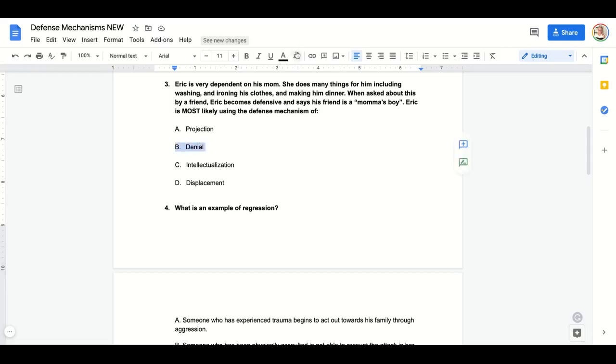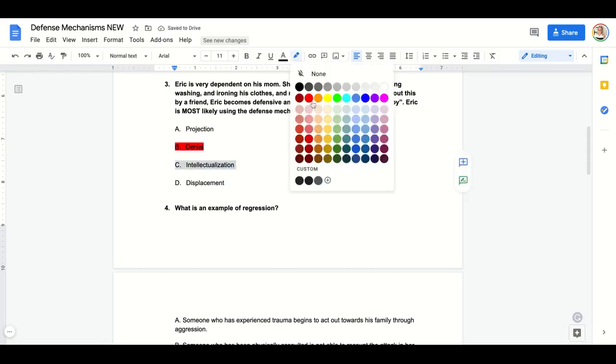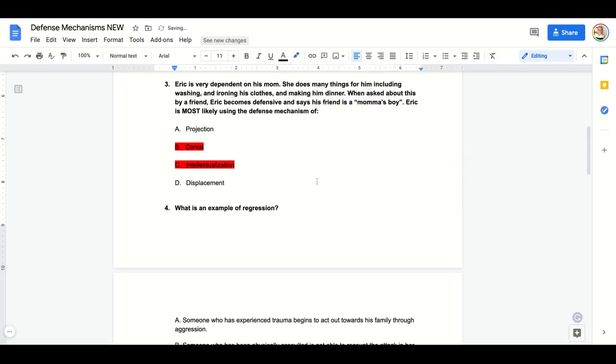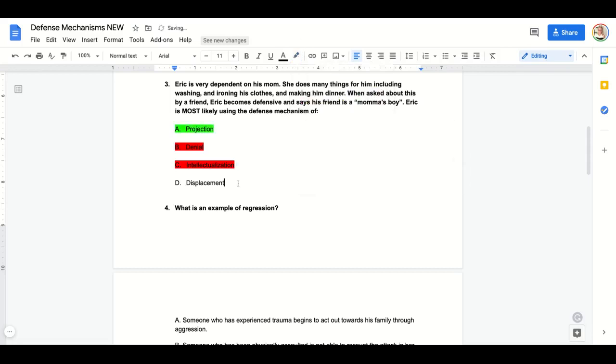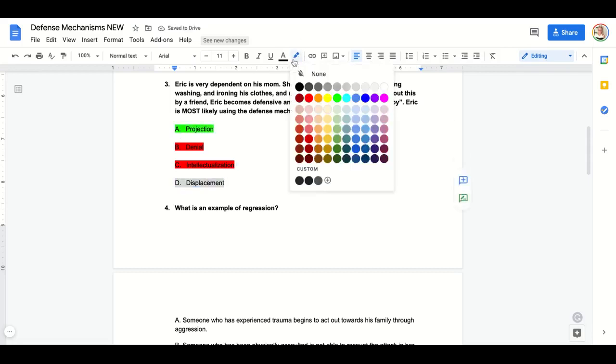He's not outwardly denying as if this does not happen. It's not denial. Not intellectualizing, not finding out more information about something. We're once again left with projection or displacement. His mom's doing a lot of things for him, ironing clothes, making him dinner. And then instead, he's asked about it by his friend and he says, "You're a mama's boy." He's projecting onto the friend. He's not displacing his anger.